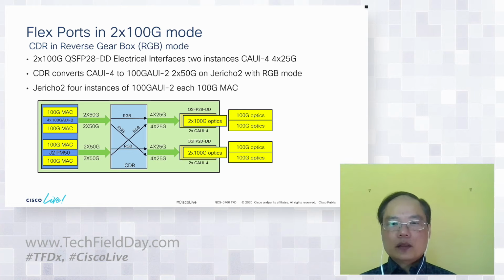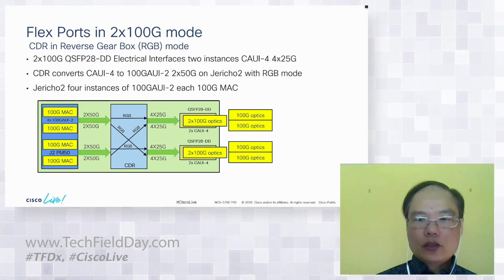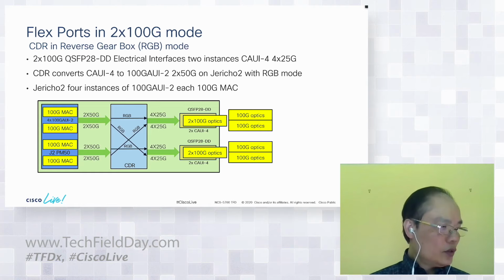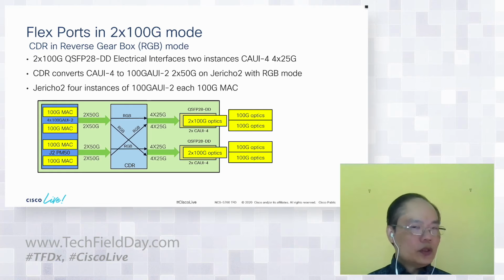So finally, we have 4 instances of 100 gig AUI-2 on the Jericho II, and 4 instances of 100 gig MAC will be generated. So in this mode, a single Jericho II PM50 is supporting 4 by 100 gig interfaces.